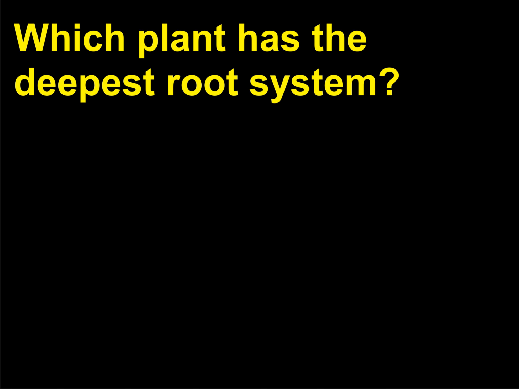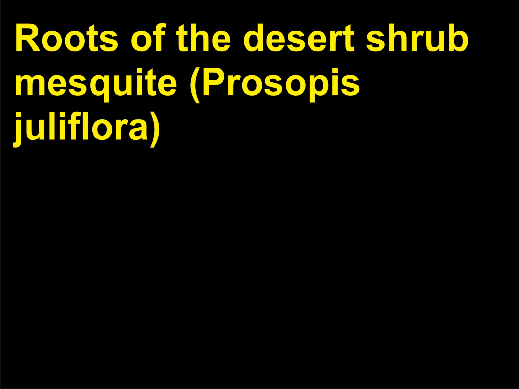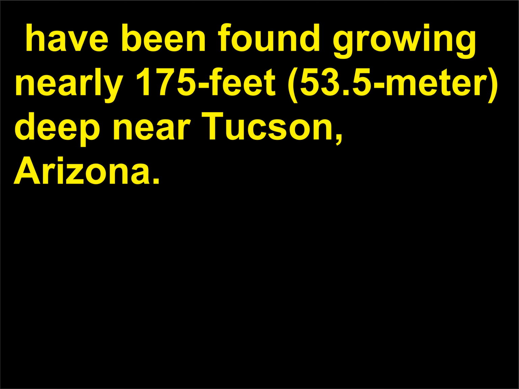Which plant has the deepest root system? Roots of the desert shrub mesquite, Prosopis juliflora, have been found growing nearly 175 feet, 53.5 meters, deep near Tucson, Arizona.